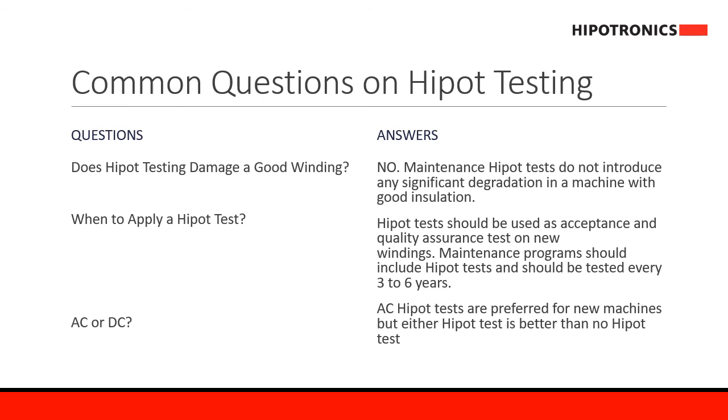The second question is when to apply a Hipot test. The answer is Hipot test should be used as an acceptance and quality assurance test on new winding. Maintenance program should include Hipot test and should be tested every 3 to 6 years.